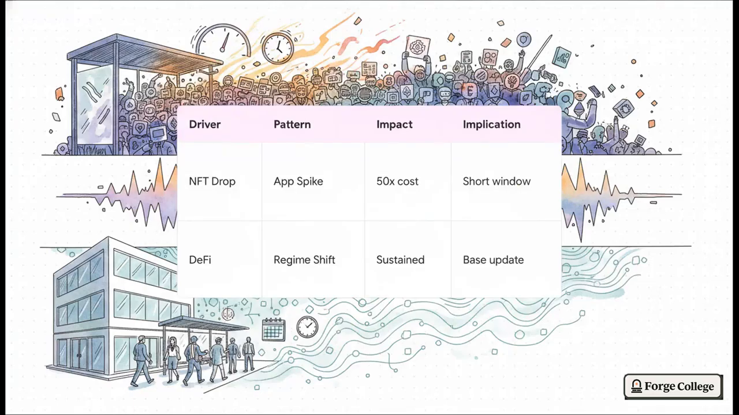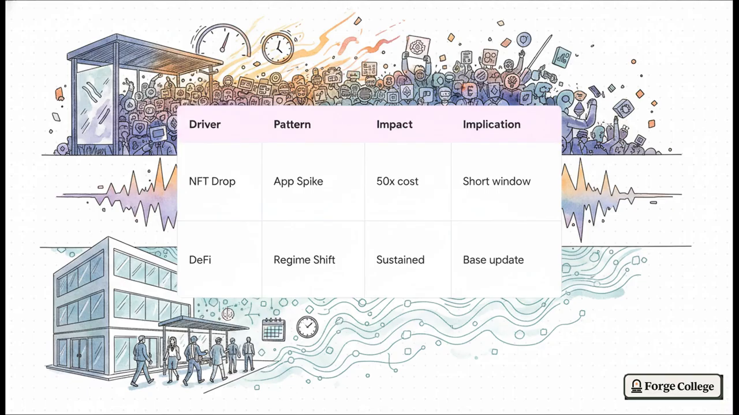Now, what's really interesting here is how we contrast the two main reasons our bus fares jump up. Take a look at the top row. Here, we have the app spike. Imagine a super hyped-up NFT drop. This is your massive flash mob arriving at the bus stop all at once. Fares can literally spike up to 50 times the normal rate, but it usually only lasts for a few minutes, maybe an hour. The implication for you? You have to use a very short, recent time window to estimate your gas, and just accept you're going to pay a premium for speed.